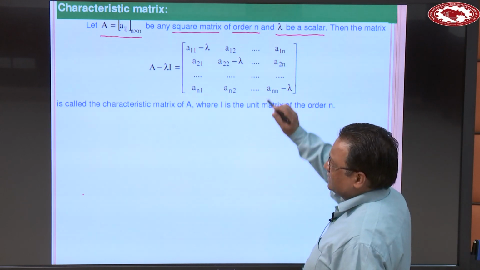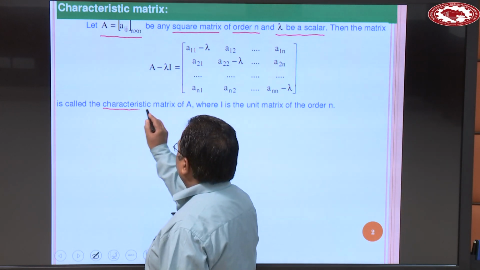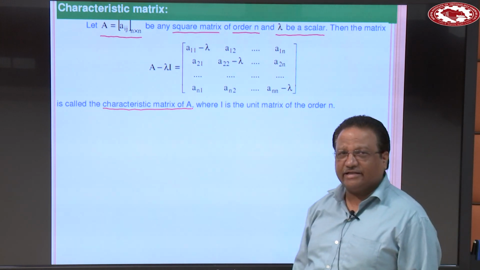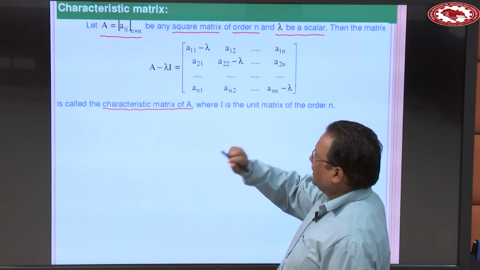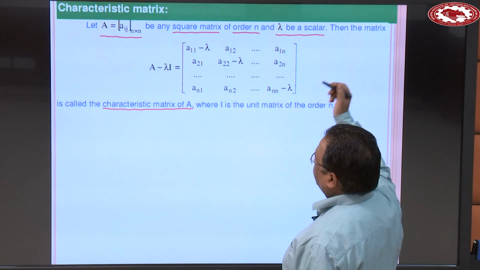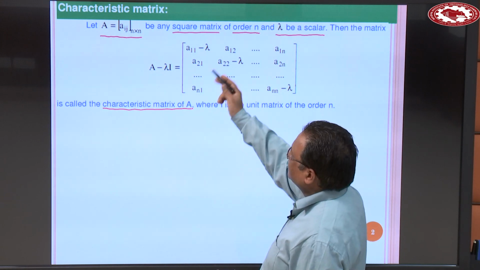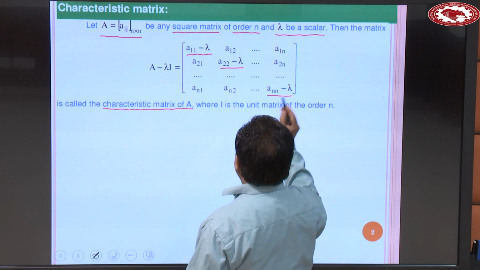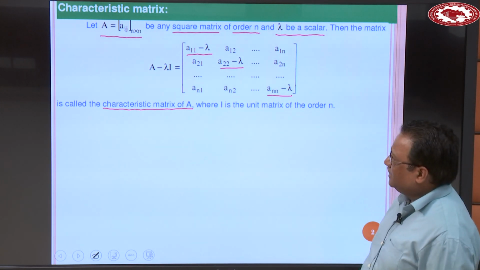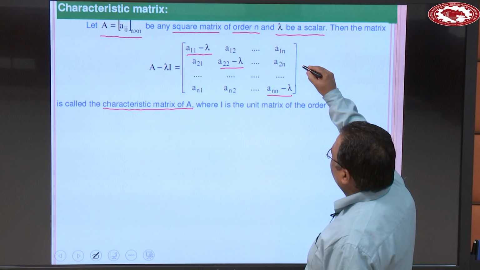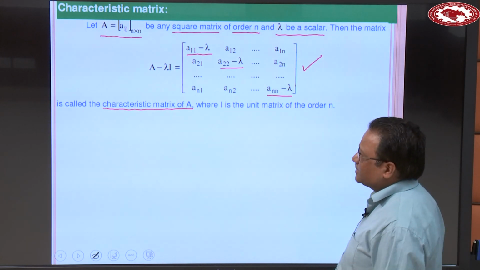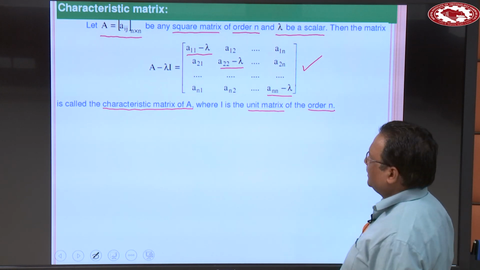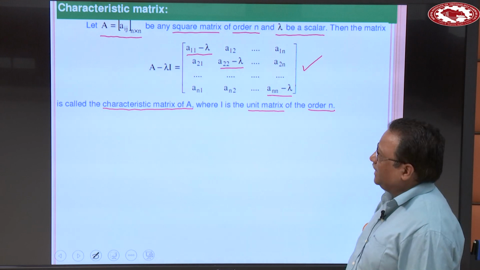So, this matrix is called the characteristic matrix of A. What is A? A is a square matrix of order n by n, and lambda is any scalar. Then A minus lambda I is equal to this, with minus lambda on each diagonal entry. This type of matrix is called the characteristic matrix of A, where I is the unit matrix of order n.